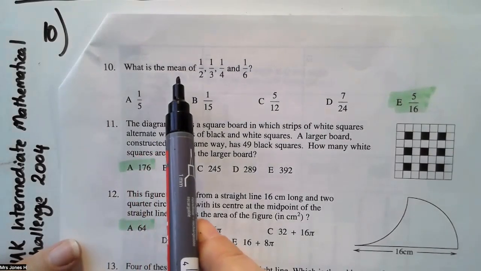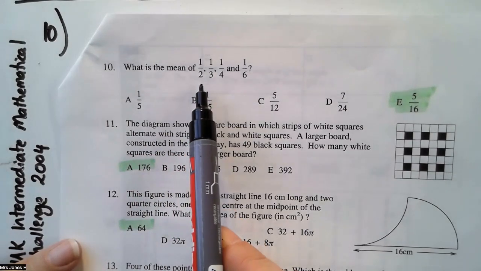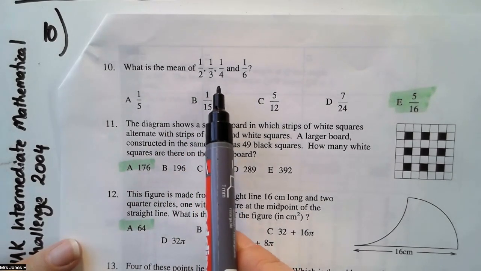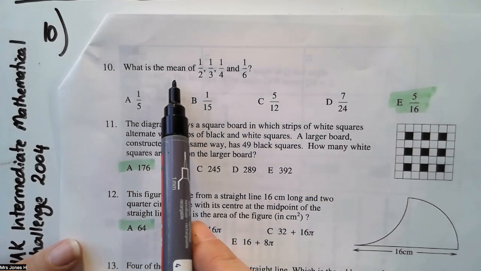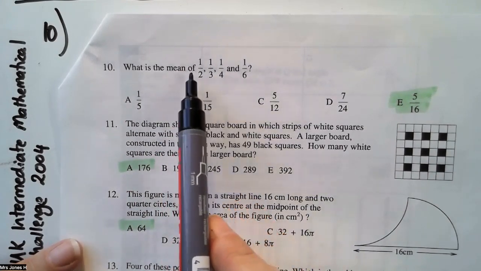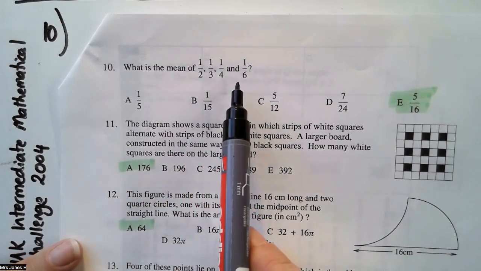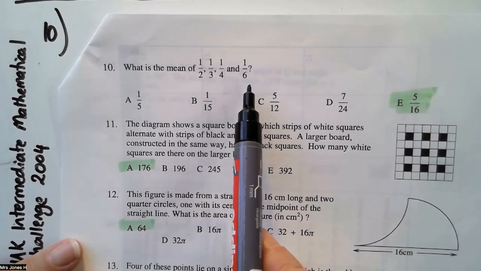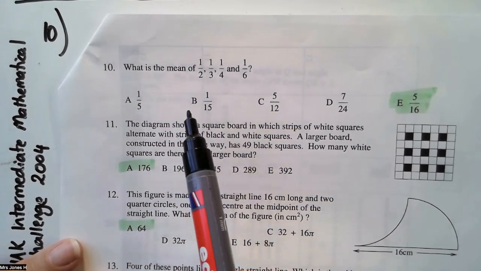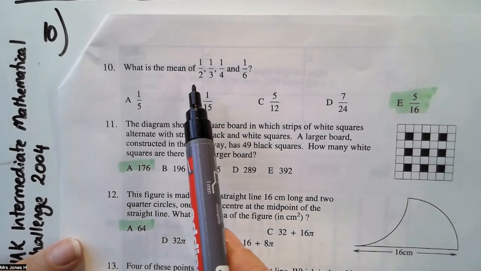Question 10. What is the mean of a half, a third, a quarter, and a sixth? Mean is an average, and so what we need to do is add these numbers together and divide by the number of numbers that you have. A half is a number. Yes, it's a fraction. 0.5 is a decimal.